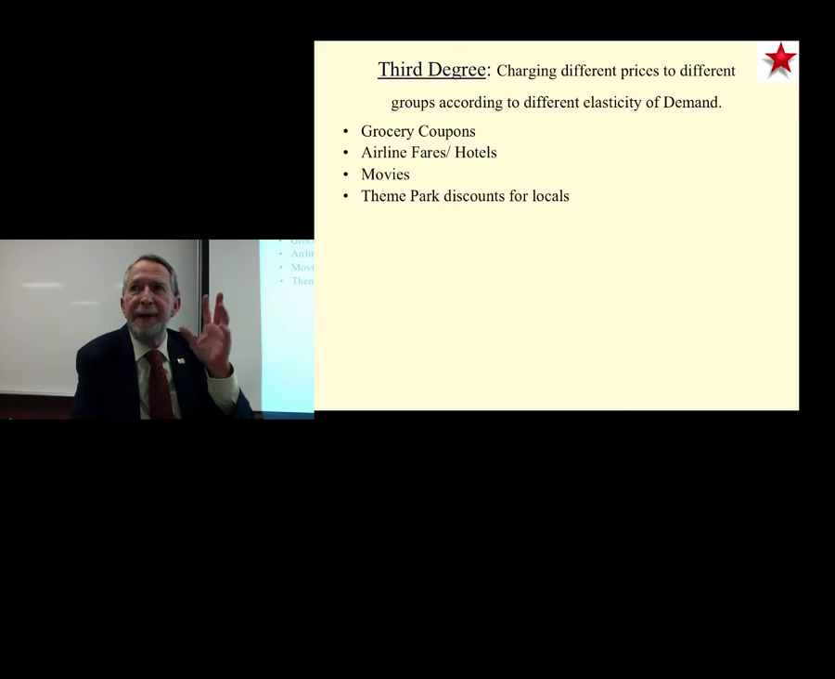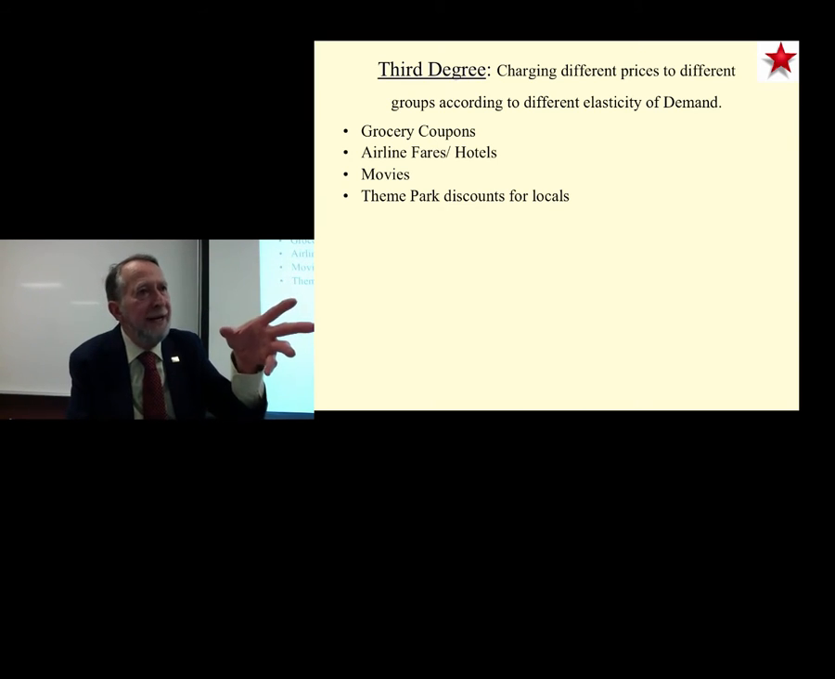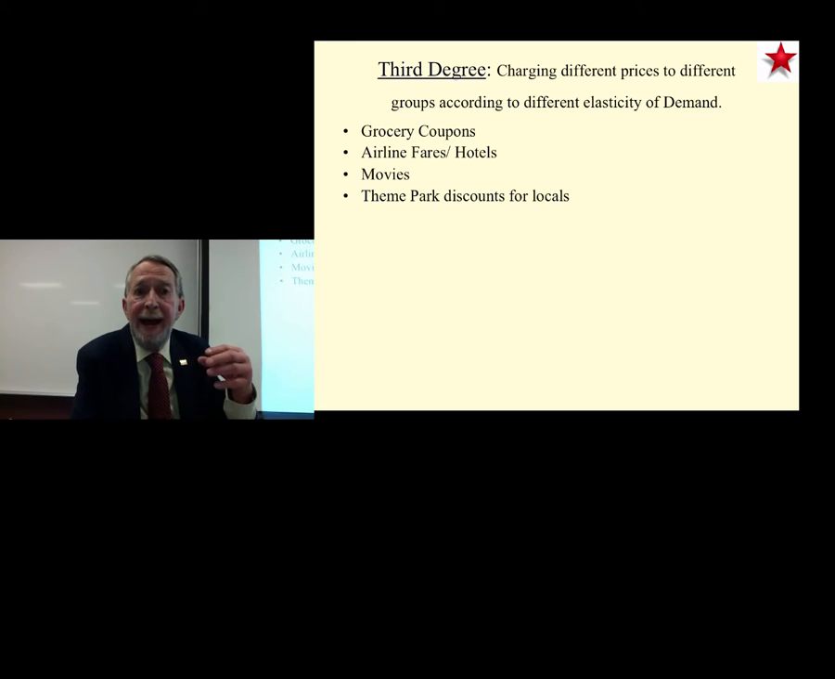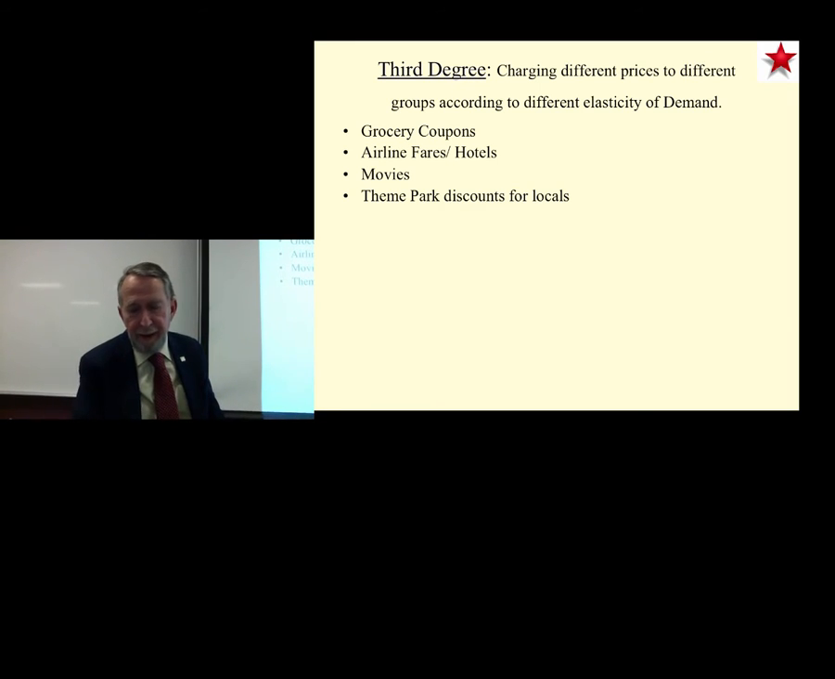What other products are you going to have to buy that the local guy doesn't have to buy? Food and, well, everybody gets souvenirs. Food and lodging. Good. And so you'll see most of them now have hotels. Disneyland has their own hotels around there, and they offer restaurants within the park for those people.